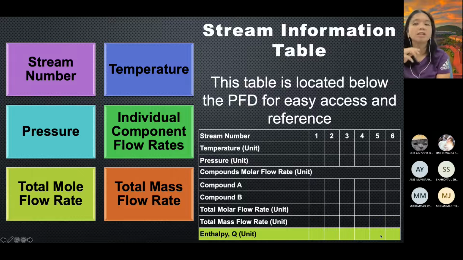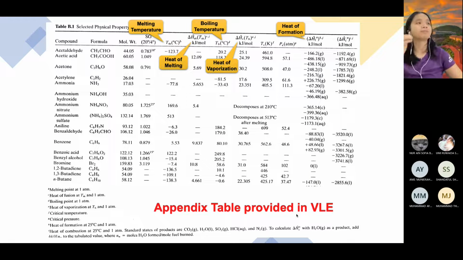Yang mass balance punya students, they will calculate to fill up the information for the molar flow rate and the mass flow rate. So that's how mass balance student and energy balance student come in together. You do your calculation and you fill up the stream information table accordingly. Okay, right. So then now I will go into teaching how to do energy balance.